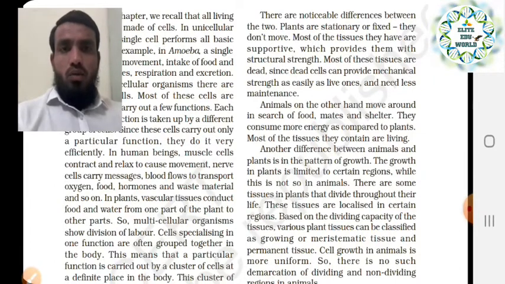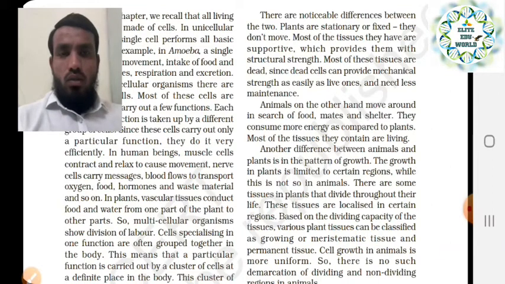But compared to that, animals are moving. We have to move from one place to another. We have many special kinds of functioning in our body. There are many different organs and tissues. That is why many different kinds of tissues are present in animals as compared to plants.